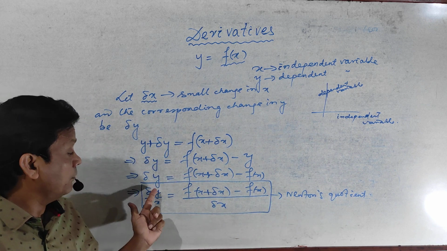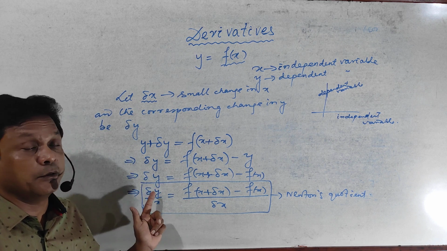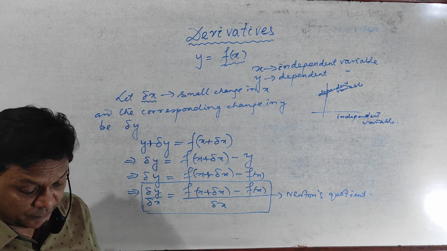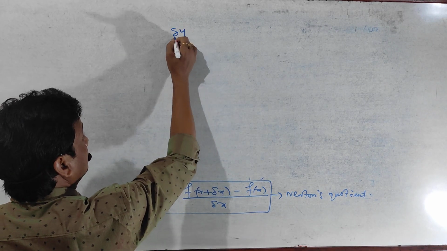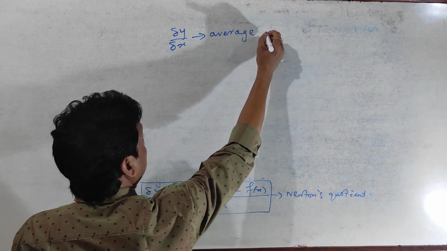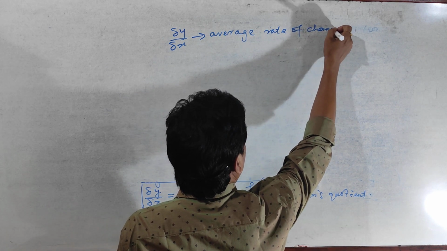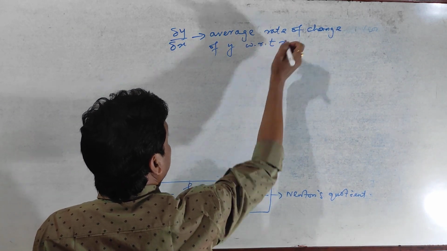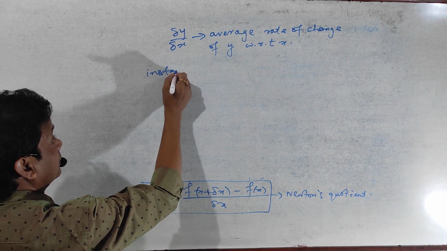Okay, and this is called the average rate of change of y with respect to x. Delta y by delta x is called the average rate of change of y with respect to x. Okay, see here, delta y by delta x is called the average rate of change of y with respect to x, and instantaneous.